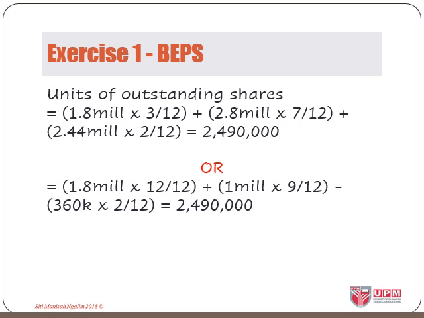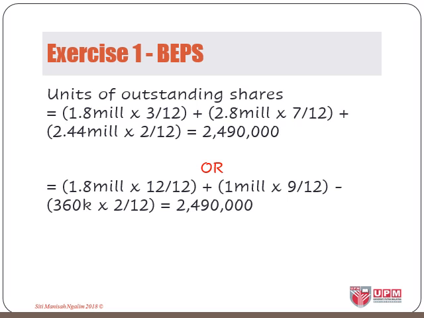Or we can look at the changes instead. We start off with 1.8 million on 1st January, thus this amount remained in the company for the entire year. Then we add the new issuance of shares of 1 million units, and this group remained in the company for 9 months from April to December. And we minus the 360,000 shares bought back, and this deduction remained in the company for 2 months from November to December. We will still get the same end amount, which is 2.49 million units.